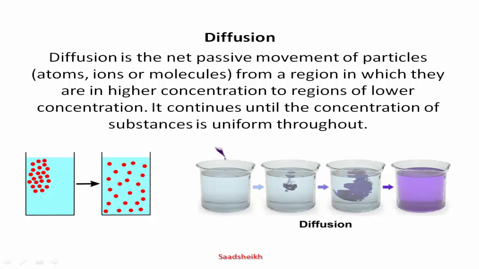Diffusion. Diffusion is the net passive movement of particles, atoms, ions or molecules, from a region in which they are in higher concentration to regions of lower concentration. It continues until the concentration of substances is uniform throughout.